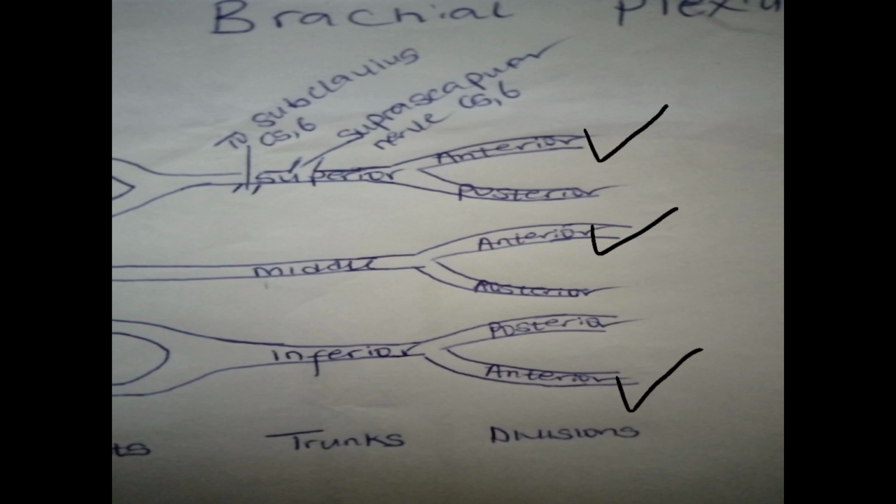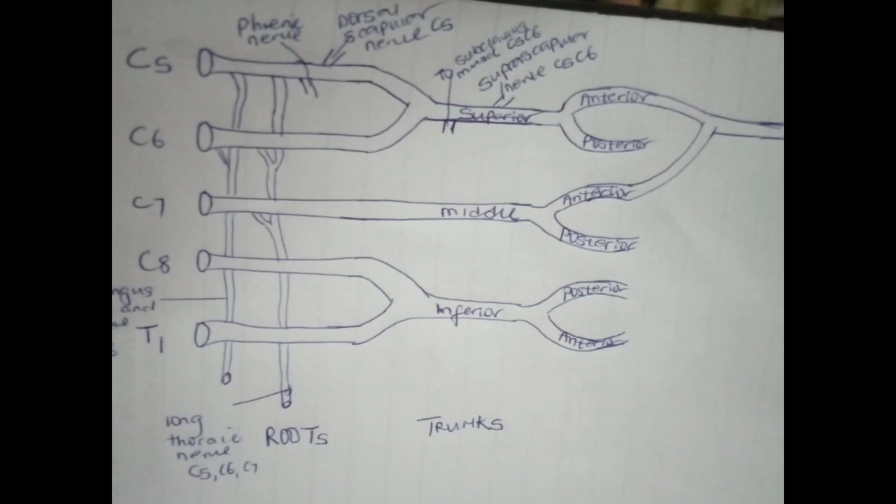We also have the posterior division. All will have 3 anterior divisions and 3 posterior divisions. Please note that the divisions of the brachial plexus have no pre-terminal branch. To proceed to the cords of the brachial plexus.